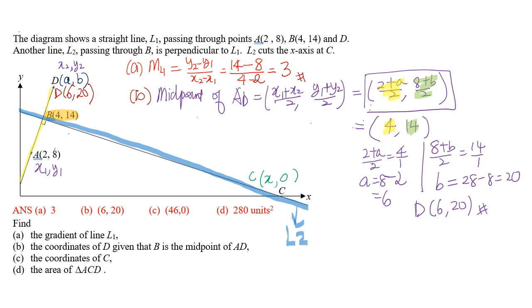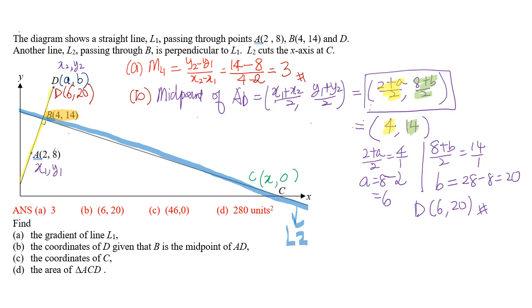There are a few ways of doing it. One way is to find the equation of BC, then let y equal 0 to find the x coordinate. Another way is to use the gradient. Why can we use gradient? Because the line AD is perpendicular to BC, right?